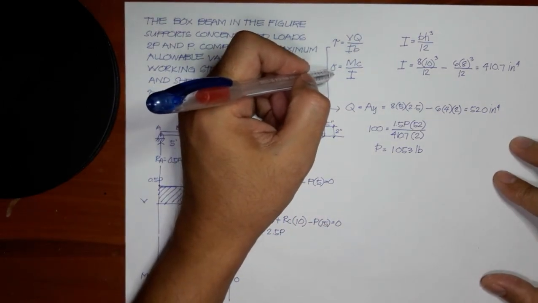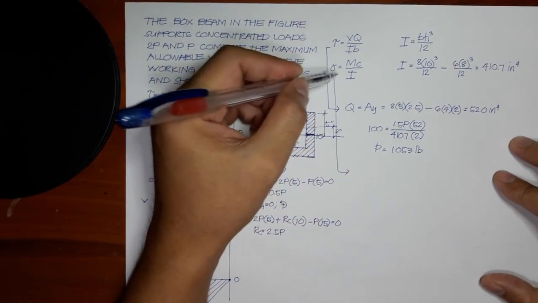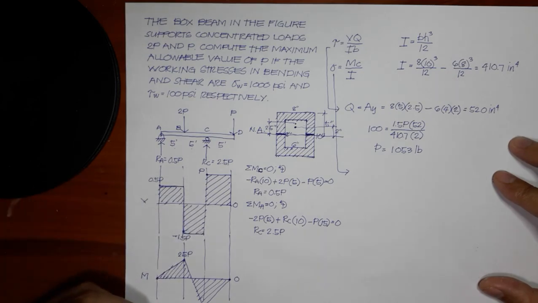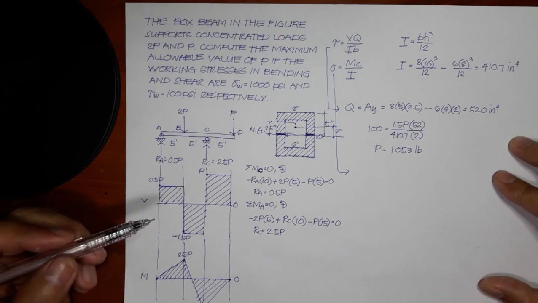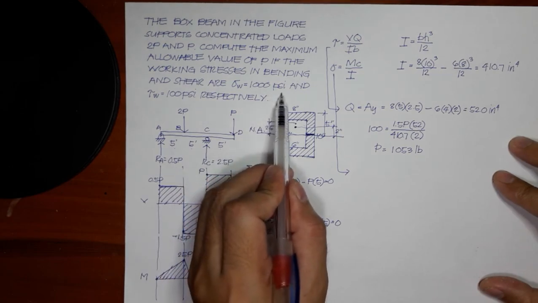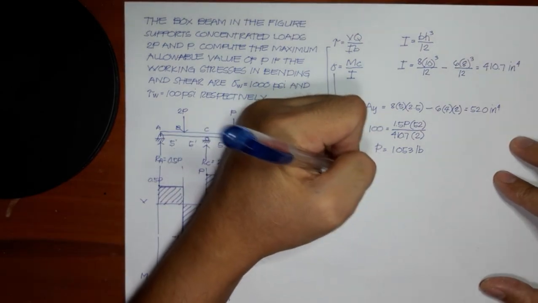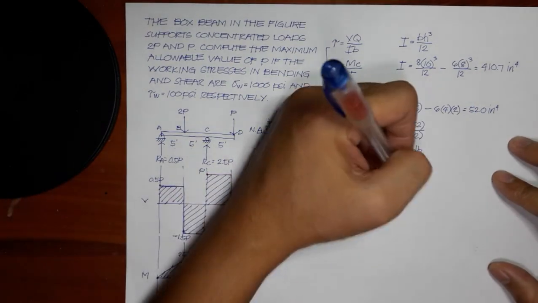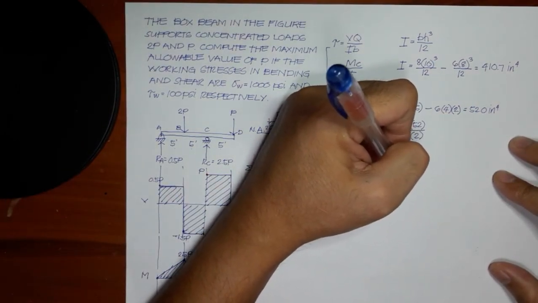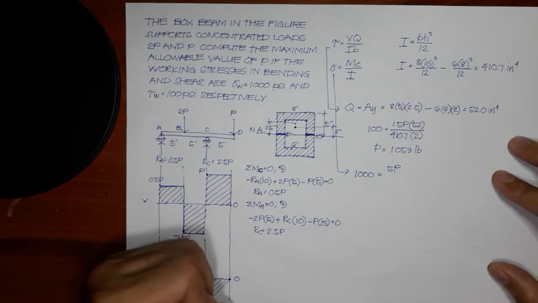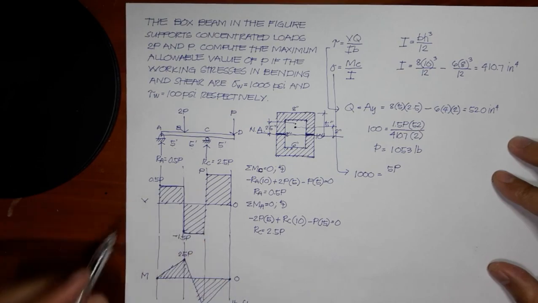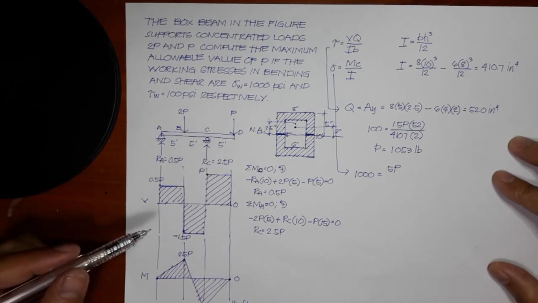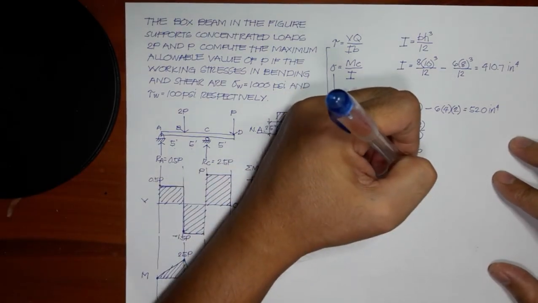Next, we use the criteria for bending, MC over I. The maximum moment is negative 5P using the absolute value, so we have 5P. The allowable stress is 1000 psi, so we copy 1000, and that is equal to MC over I. Our M is the absolute value, so 5P. Now remember, the unit here is pound-foot because our measurement for distance is in feet. So to make it inches, we need to multiply it by 12. So 5P times 12.